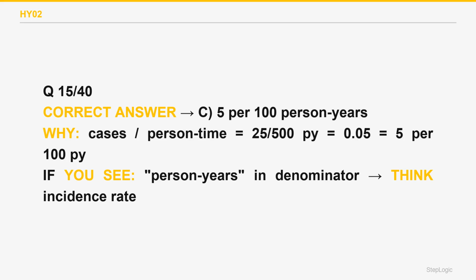Framing it as 25 per 500 people treats the denominator as persons rather than time, losing the time dimension that defines a rate. Choice A wrong. Calling it a 5% lifetime risk mislabels an incidence rate as a cumulative lifetime probability, which is a different quantity. Choice B wrong.